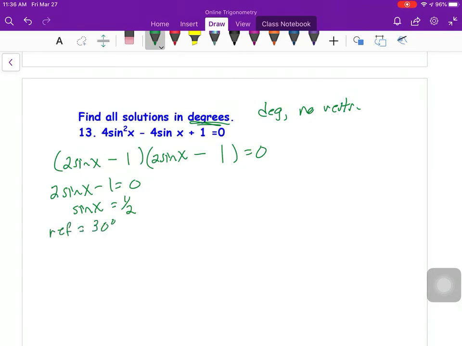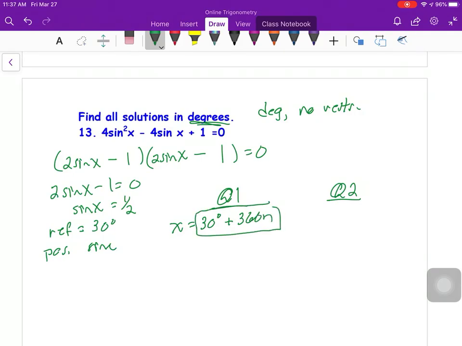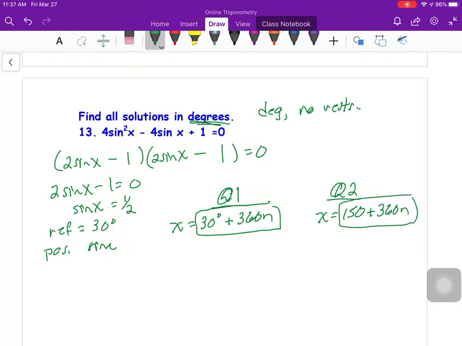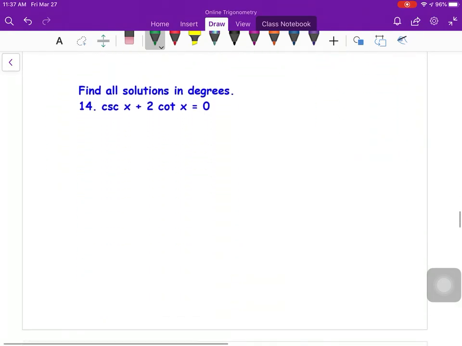This one does have a reference angle. In degrees, it would be 30 degrees. Positive sine. Sine is positive in quadrants 1 and 2. In quadrant 1, we would have x would be equal to our reference angle. Since there are no restrictions, we'd have to add 360n, and that is finished. In quadrant 2, we would take 180 minus 30, which would be 150, and we'd have to add 360n. Okay.